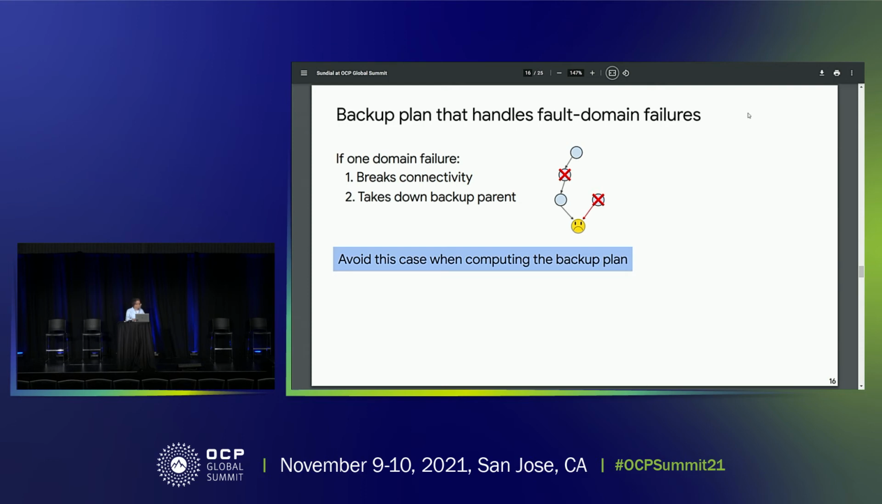Beyond the root failure, we also have to handle fault domain failures. This is important because if one failure breaks the connectivity of one node, then the node will turn to its backup parent. But if its backup parent also goes down because of the same domain, then the failure is not fully recovered. So we have to avoid this case when computing the backup plan. Next slide, please.